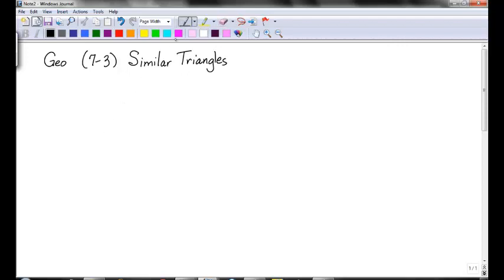Okay, similar triangles. First, the author goes through some postulates and some theorems. The first thing they go through is postulate 7.1, and it is called the angle similarity. Remember, we did some of these with congruence. Now we'll do some with similarity. They will abbreviate this in the book.